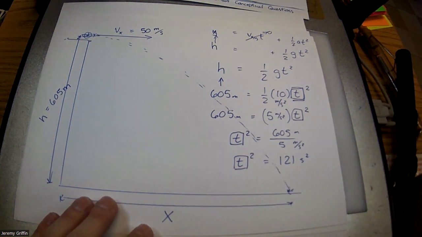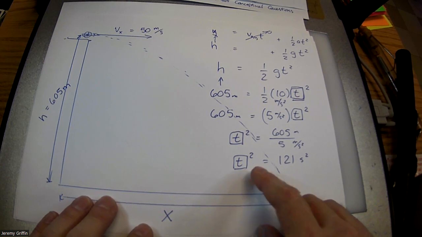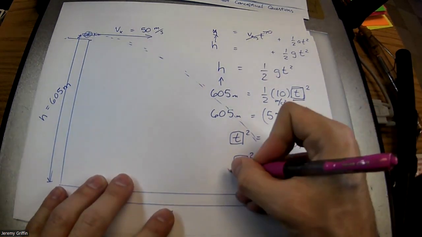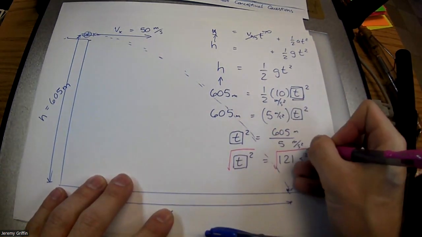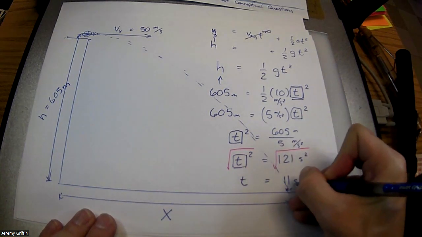Okay. And what's the very last algebra step? To solve for t, you need to do what? Square root. Can you guys square root both sides? Okay. So if I square root that, I get t. If I square root this, I'm getting a time of 11 seconds.